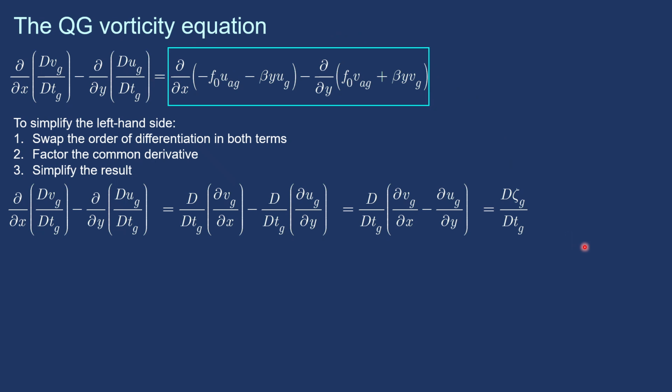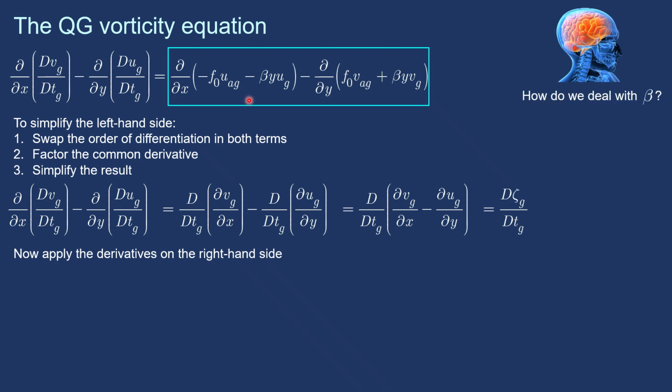For the right-hand side, we're going to have to work the math out on these two terms. We have partial x of this stuff, and we have partial y of this stuff. And so as you look at the various things that we're going to have to take the derivative of here inside the parentheses, we have f naught. F naught's a constant, so that's good. We have uAG, which is going to be a variable. We have beta, and the question is, is beta going to be a variable or a constant? So applying these derivatives, how do we deal with beta?